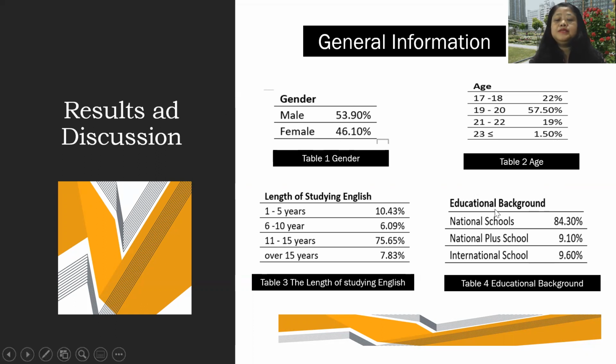And let's see the educational background. There are three educational backgrounds of the respondents before they join higher education: national school, national plus, and international. The difference is just based on the curriculum they join. National school uses the Indonesian curriculum, with Bahasa Indonesia as the means of communication and transferring knowledge. National plus is the Indonesian curriculum with English as the means of instruction and communication, while international is fully in English and does not join the Indonesian curriculum. And the highest is from the national schools.